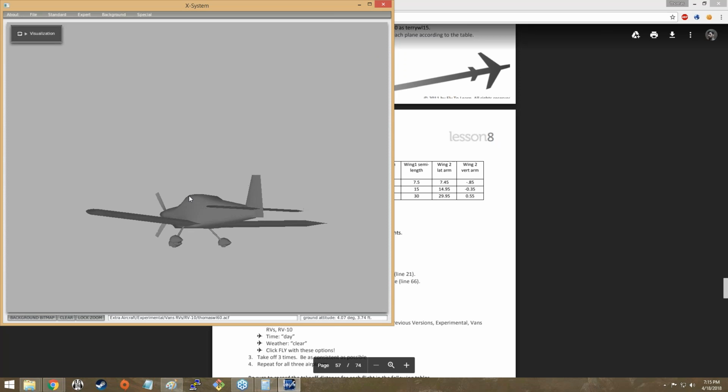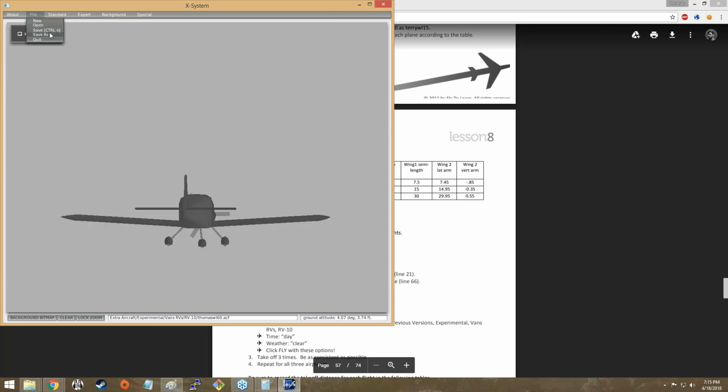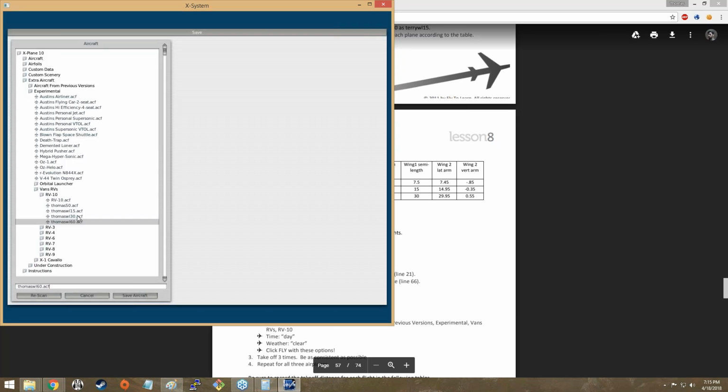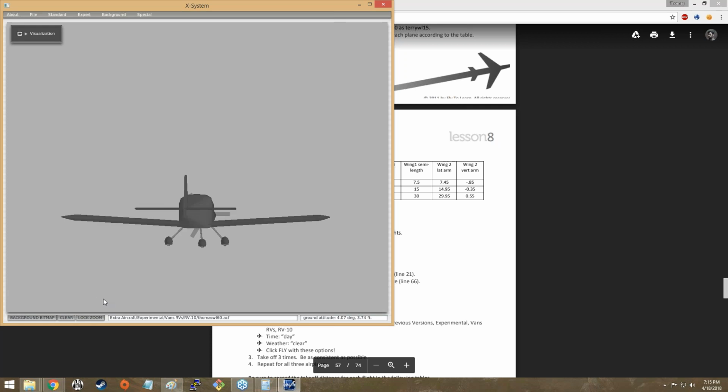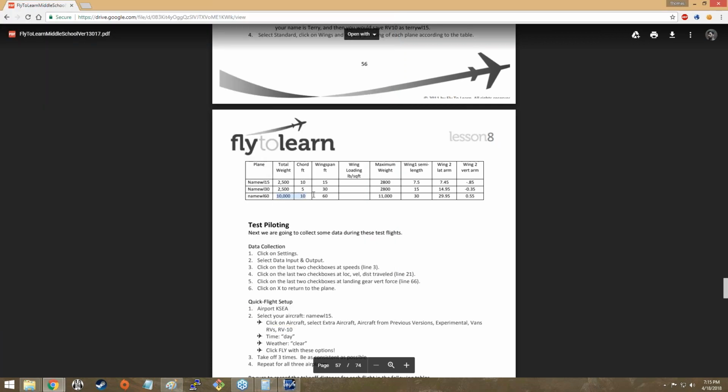So then you've got your 30, and then you'd go ahead and save as, just like you did before. You want to save as because if you just save, you'll update your previous save file. So then you'll create a 15, save it under 15, then create a 30, and then save it under 30 again.